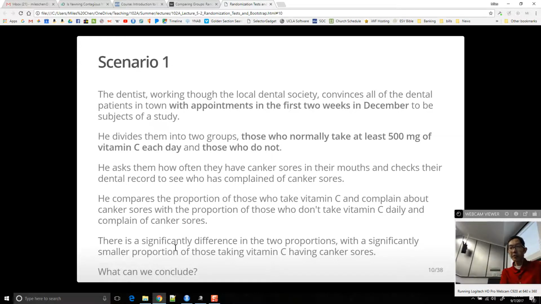And let's say there is a significant difference in the 2 proportions, with a significantly smaller proportion of those taking vitamin C having canker sores. All right. So what kind of study is this? Is this an observational study or an experiment? What do we have?